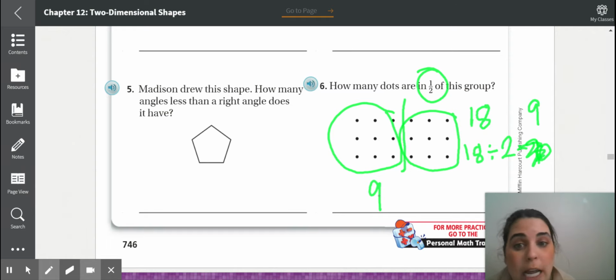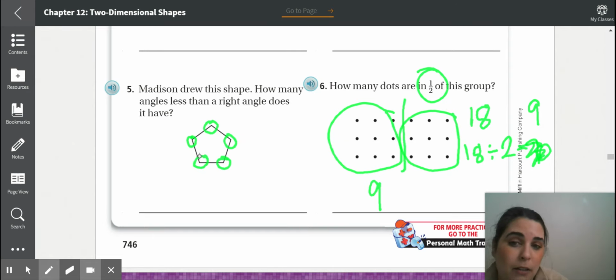Okay, let's also do number 5. Madison drew this shape. How many angles are less than a right angle? So we're looking at all of these angles. There's 1, 2, 3, 4, 5. There's 5 angles. Are any of those a right angle? No.